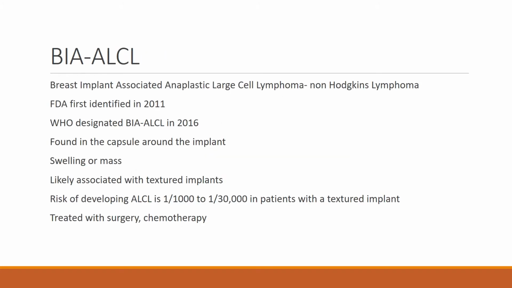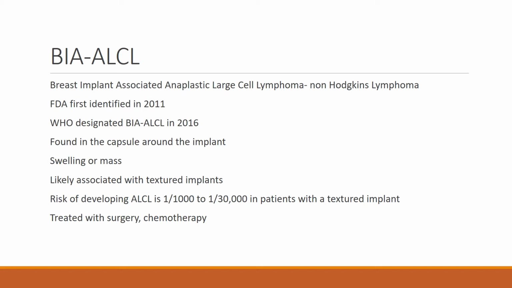Breast implant-associated anaplastic large cell lymphoma is a lymphoma that is associated with breast implants. It was first identified approximately 10 years ago. The cancer is found within the capsule around the implant. It is not your typical breast cancer. It is more of a lymphoma. It can present as a swelling or a mass. It is likely associated with textured implants.